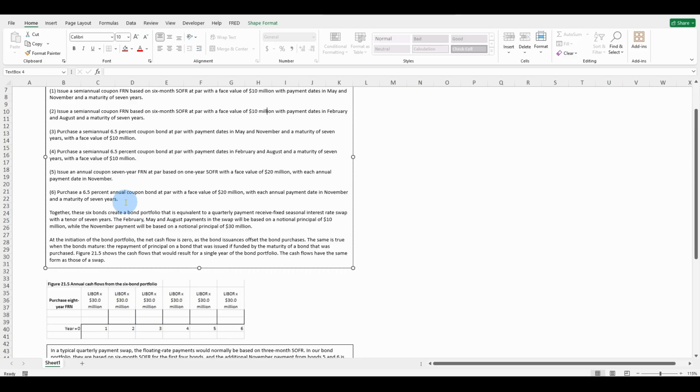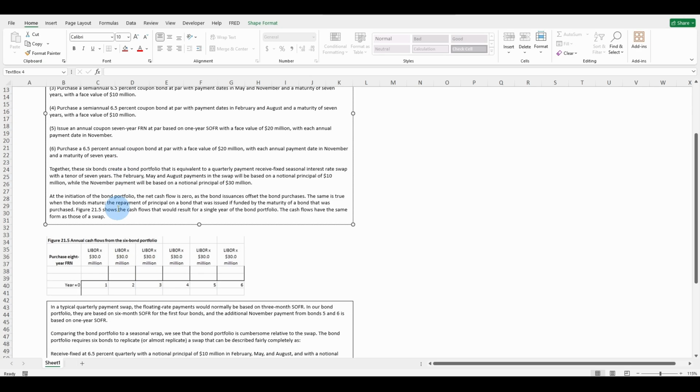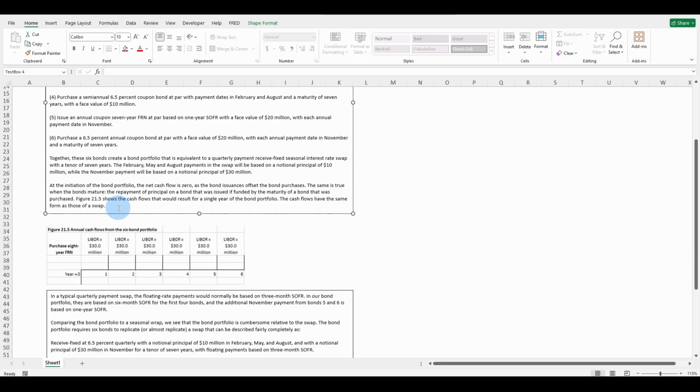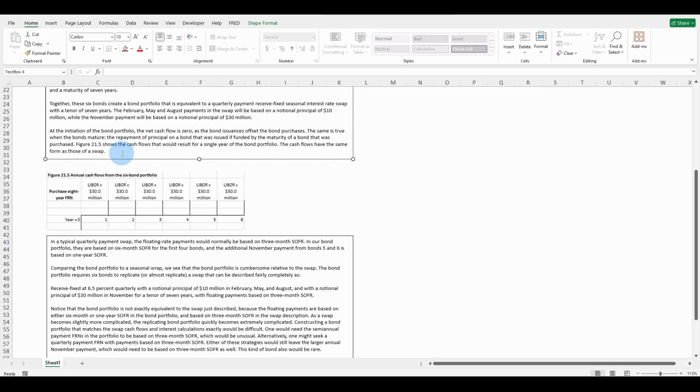The February, May, and August payment in the swap will be based on a notional principal of $10 million, while the November payment will be based on a notional principal of $30 million. At the initiation of the bond portfolio, the net cash flow is zero as the bond issuance offsets the bond purchase. The same is true when the bond matures.